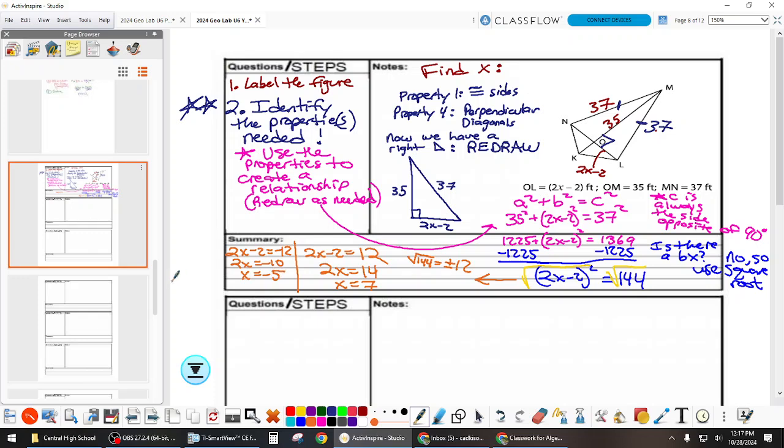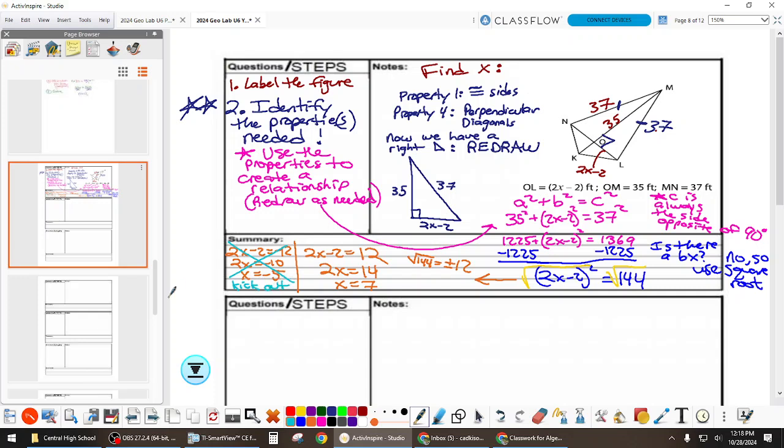Does negative 5 work in the geometry? Algebraically, it works just fine, but in the geometry, it does not, because if I plug negative 5 right here, that's going to be negative 12. And I can't have OL be negative anything, right? So that solution is kicked out. It doesn't work. How should we say it without filling our whole box? Just say kick out.